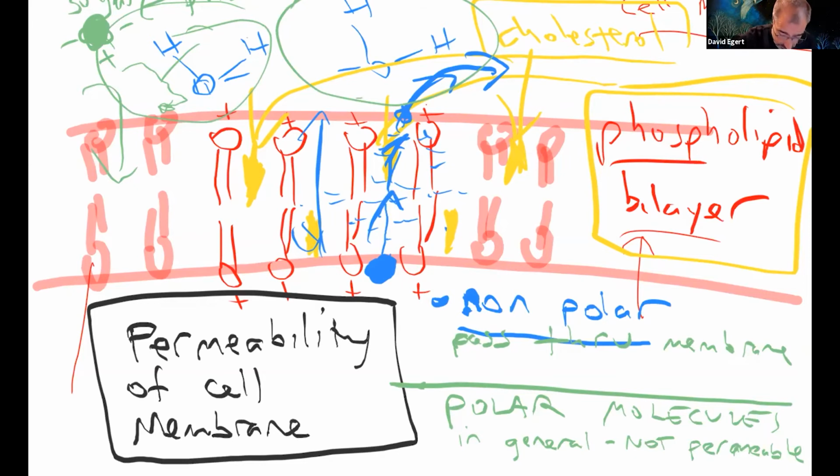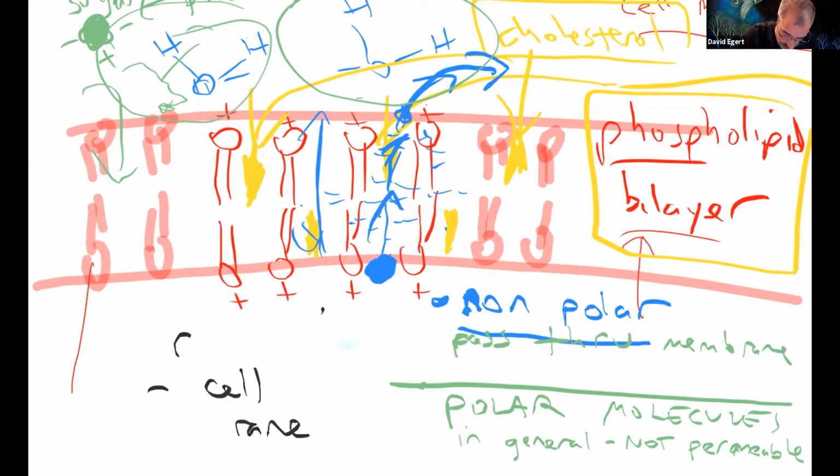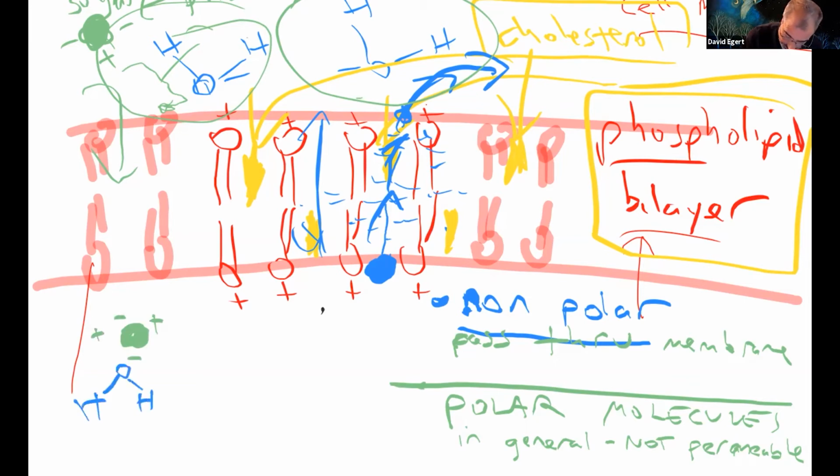If you start getting close, I'm going to erase this thing to give myself more room here. Right, I have some little sugar molecule here with its kind of polar nature to it. It's going to want to just keep doing its attraction to the water molecules. If it ends up getting up close to here, it's like, what's there? There's nothing interesting there. It's going to stay with the water. So in general, polar molecules do not penetrate a membrane without help.